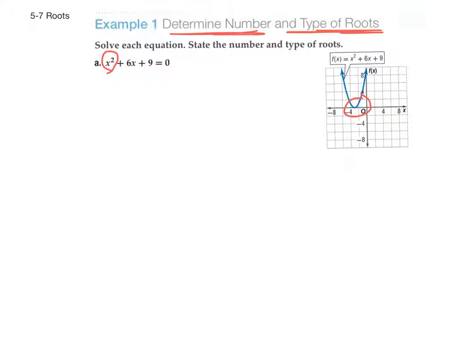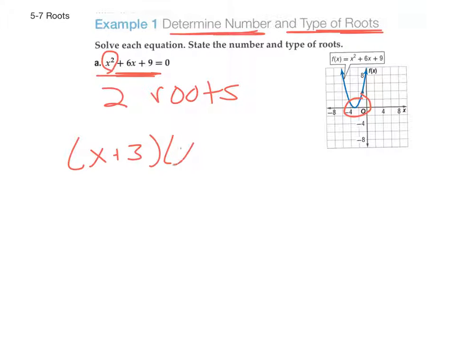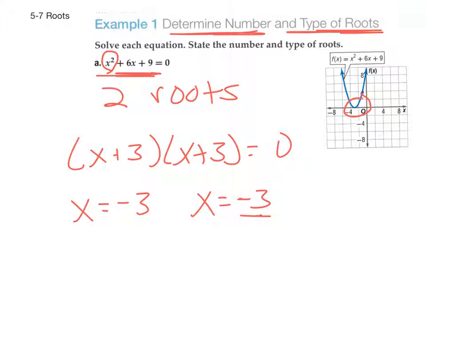So what we want to do to find that is there are two roots. So we determine the number of roots. And now what we want to be able to do is factor this trinomial. So factoring it gives us x plus 3 equals 0. And then we solve for each x. And then when we do that, we get a -3 and we get a -3. They repeat, but it's still two roots. It just happens to be the same number.